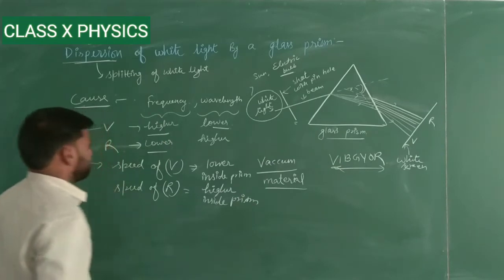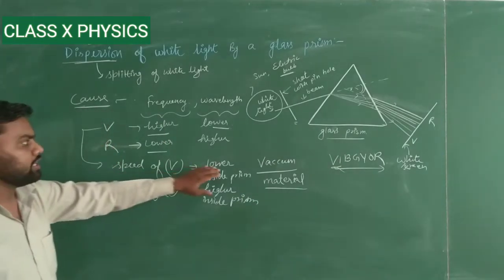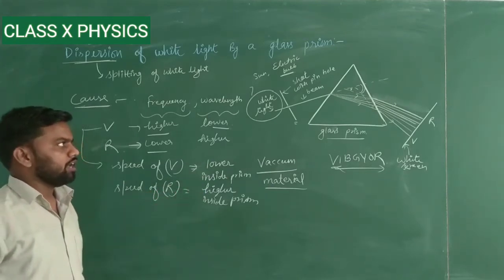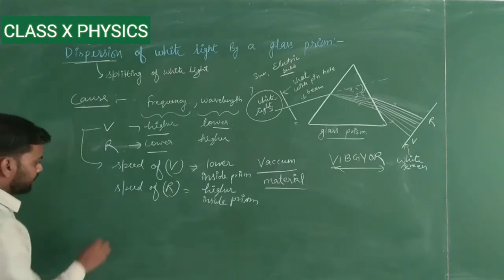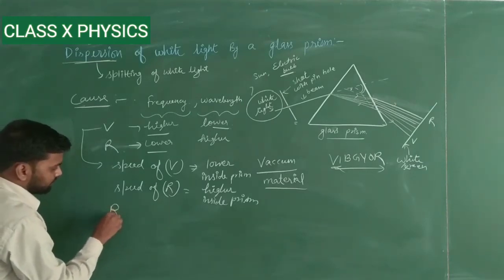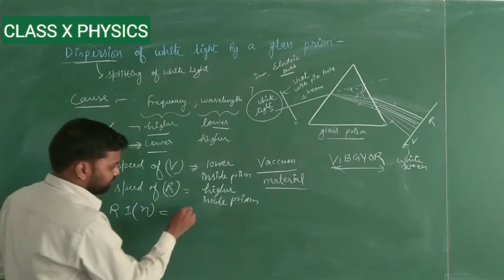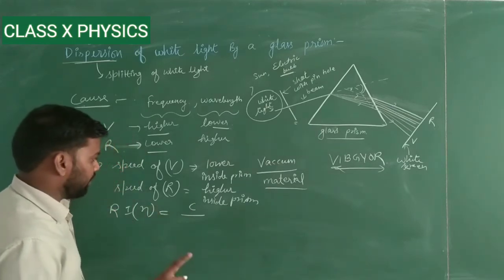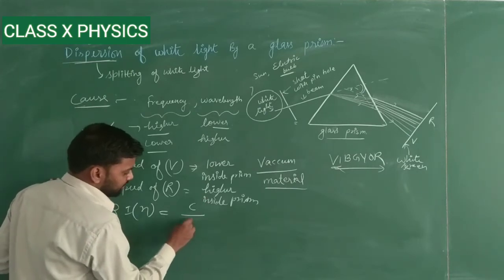We can see from here that the speed of violet color is lower inside the prism and the speed of red color is higher inside the prism. Now what can we conclude from this? We already know that the refractive index, which is denoted by n, is given by the speed of light in air upon the speed of light in the material. We are taking the speed of light in the material as v.